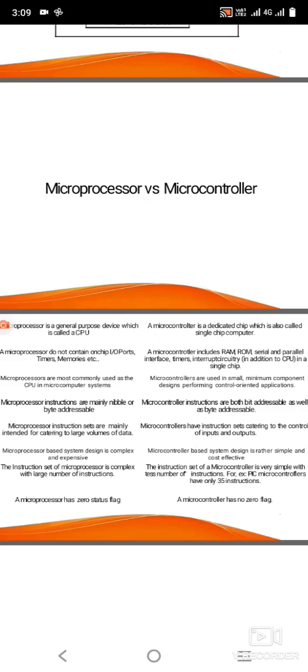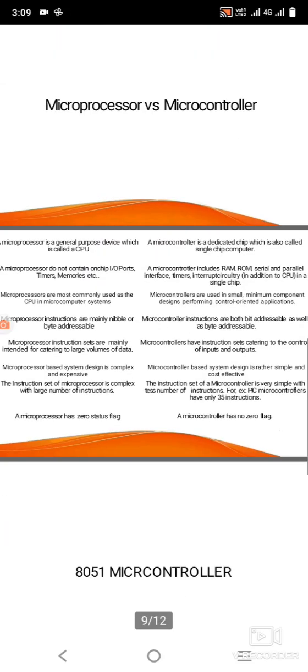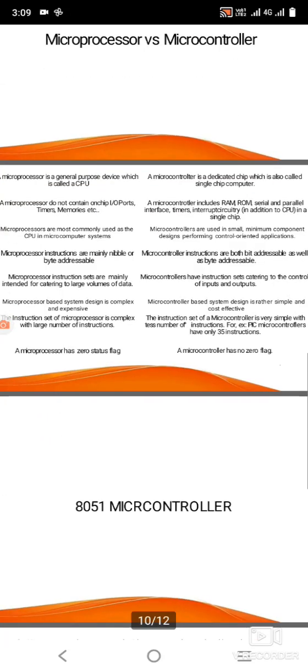IO ports: variable ports are available in the 8051 microcontroller, ports 0, 1, 2, 3. Then processor and controller: there are differences between the processing unit and the controller unit. The processor is a general purpose register, the controller is a single chip computer only. The processor is used in the most common microcomputer systems.